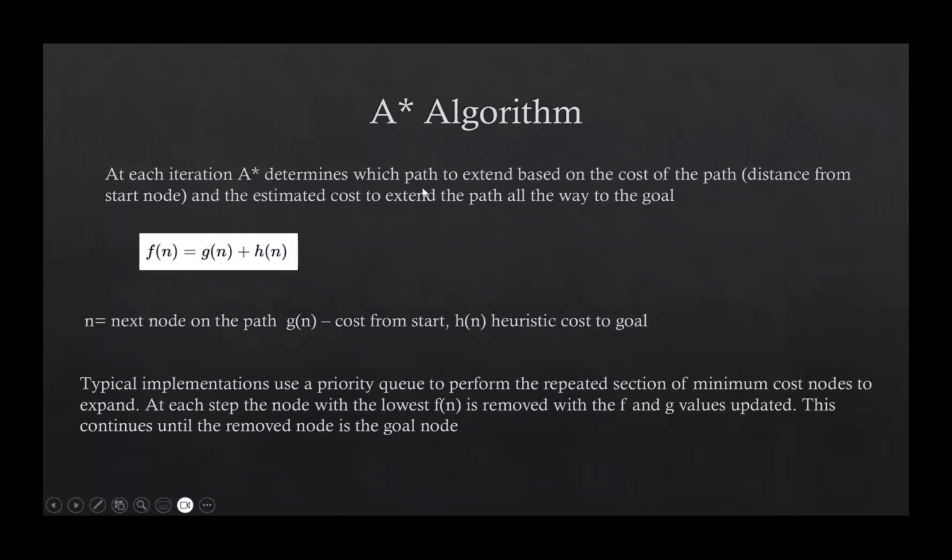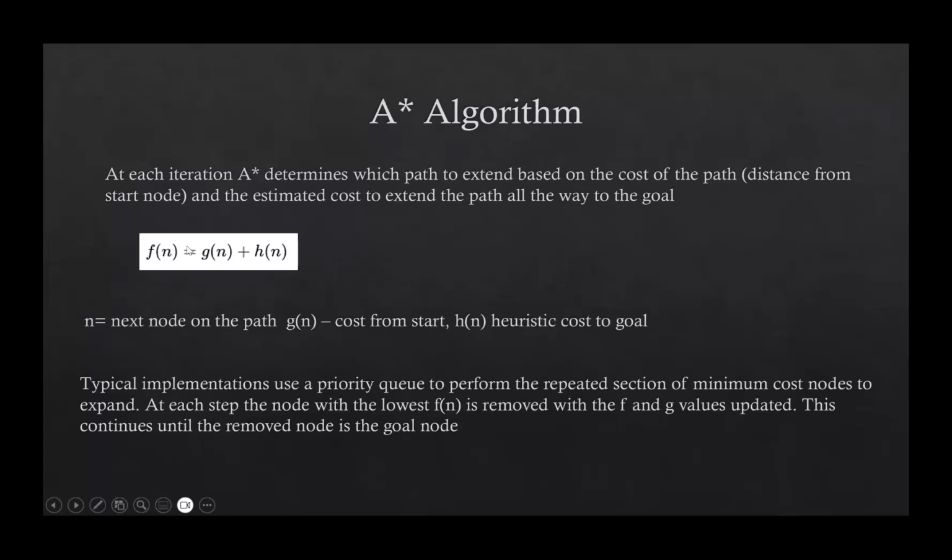So let's talk more in depth about how the A-star algorithm works. At each iteration, the A-star algorithm will determine which path to extend, because remember, it's only extending one edge at a time, based on the cost of that path. It's based on two things: the distance from the start node itself, and then the estimated cost to extend the path all the way to the goal.